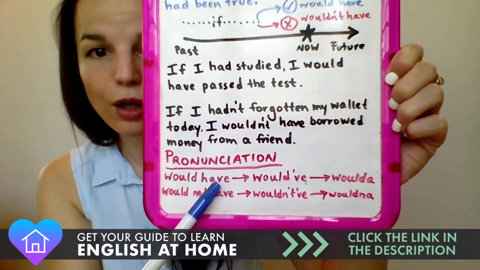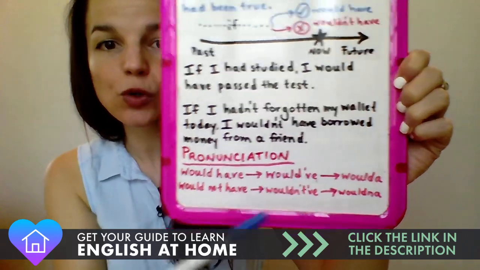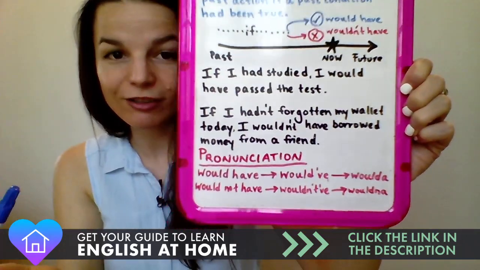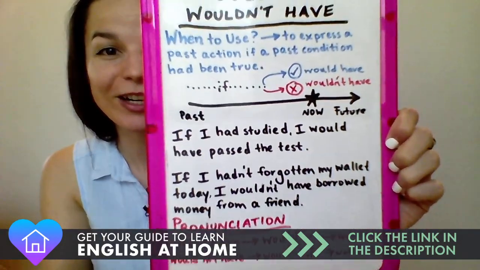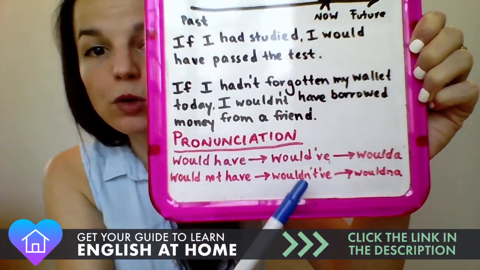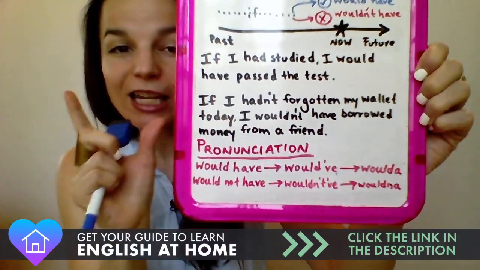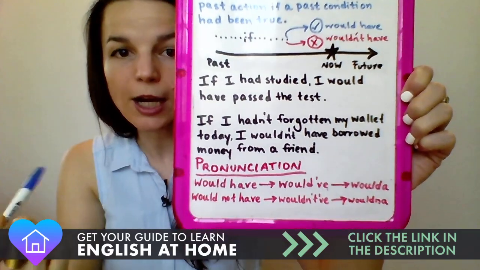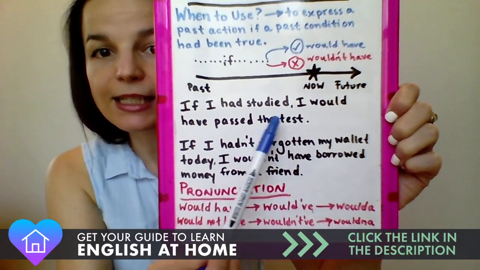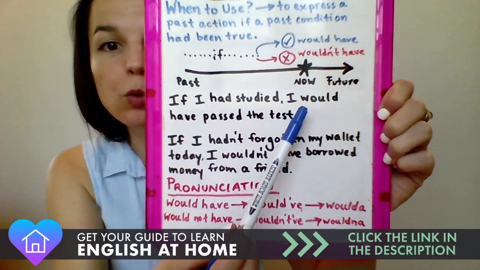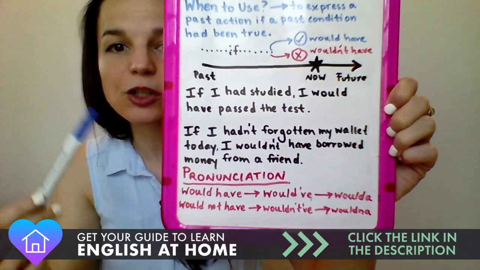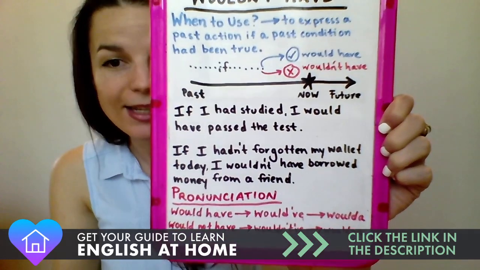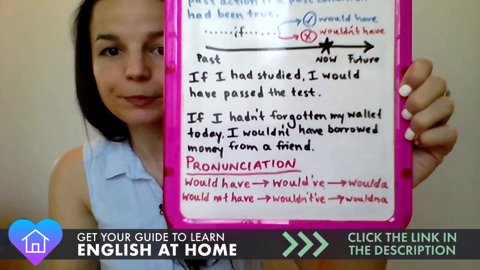Would have contracts to would've. Would've. So I'll try to repeat this a lot because it's noisy right now. And this contracts even more. In everyday speech, we say woulda. So for example, in this sentence, if I had studied, I would have passed the test. I would have passed the test.